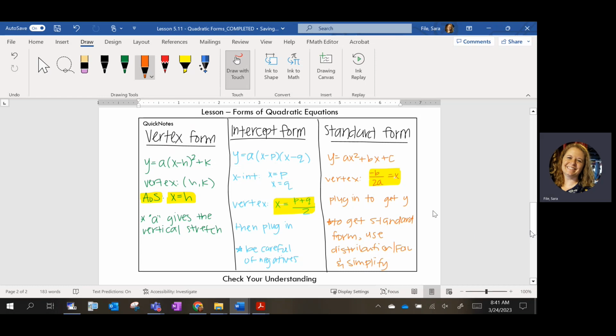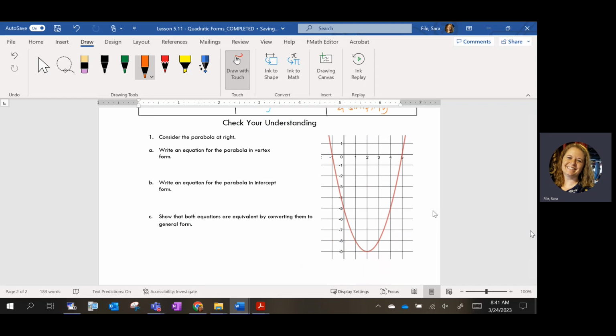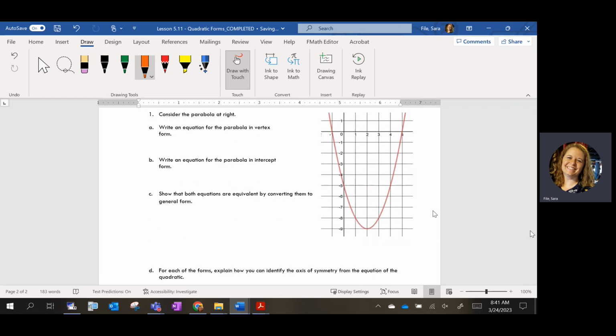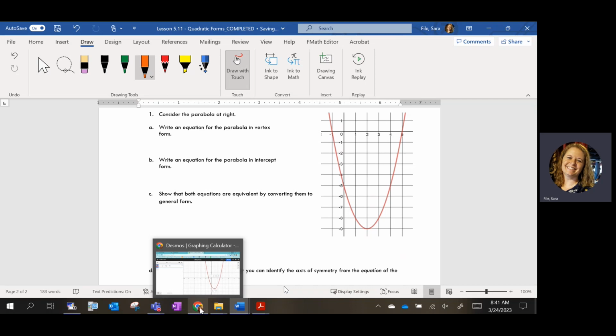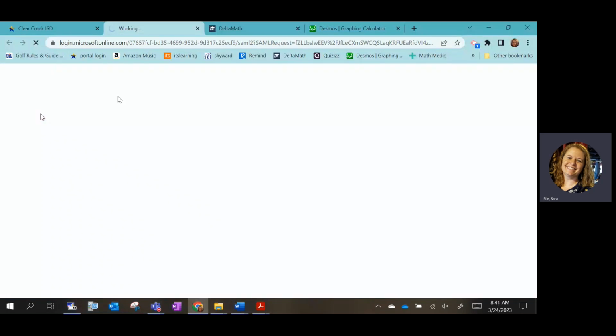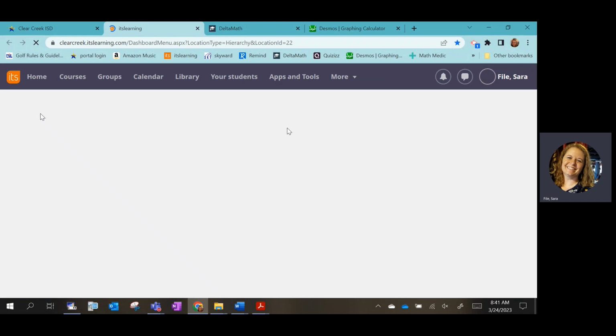Y'all feel good about this little quadratic review? Okay, you can try these check for understanding questions. And then I want you to go in and do the Desmos. I had you sign up for the Desmos classroom yesterday. Let me go back to our It's Learning page. If you did not do this yesterday, you will need to do it because the Desmos is an assignment. It is a grade. It needs to be done.